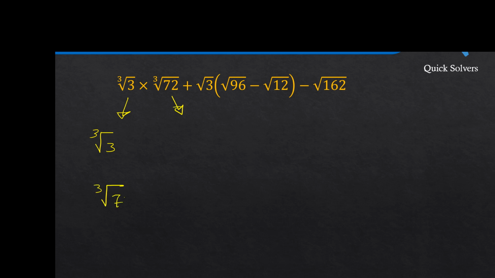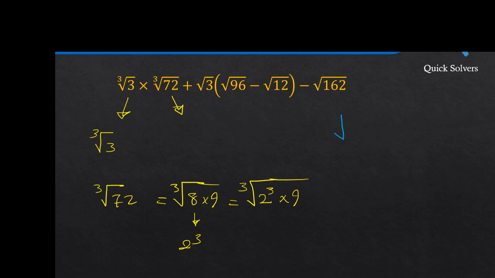But this one, cube root of 72, well, I can write this as cube root of 8 times 9, all right? And we know that 8 itself is 2 to the power of 3. So I can write this as 2 to the power of 3 times 9. And the index is 3. Generally, when we have the mth root of a to the power of m times b, I can write this as a times the mth root of b, because this and this cancel out each other and then I can take this out.